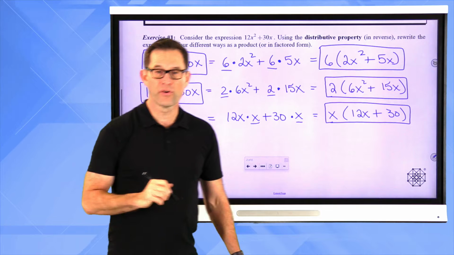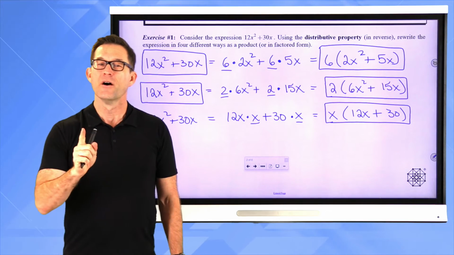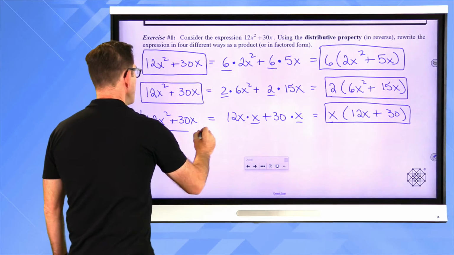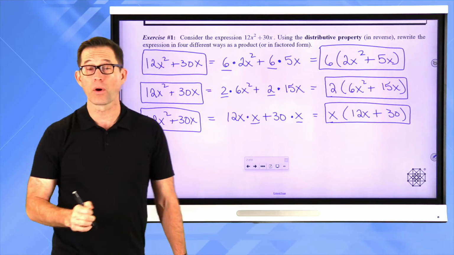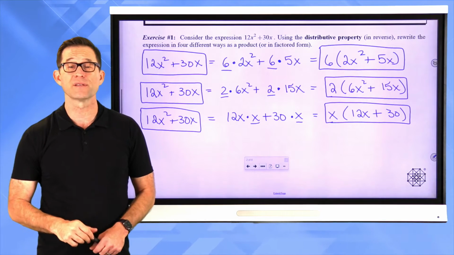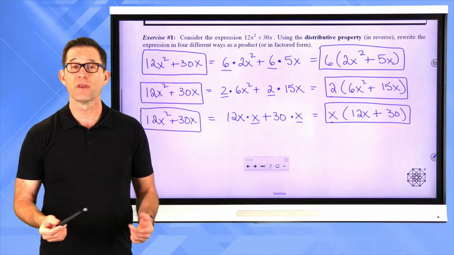So that's a third equivalent way of doing it. Pause the video right now and see if you can come up with at least one more, if not a few more ways of writing this as an equivalent product. Pause the video now.